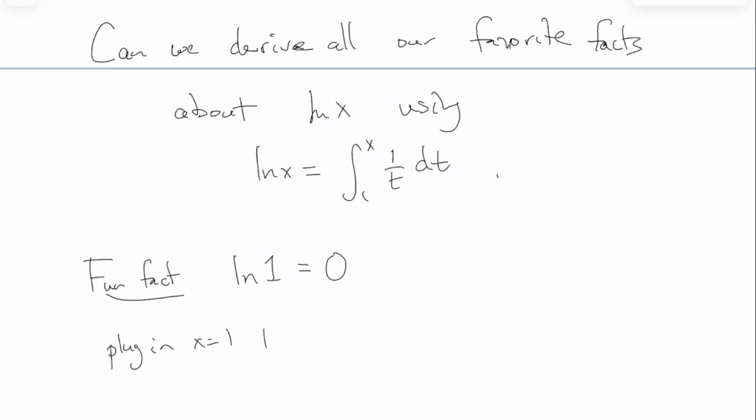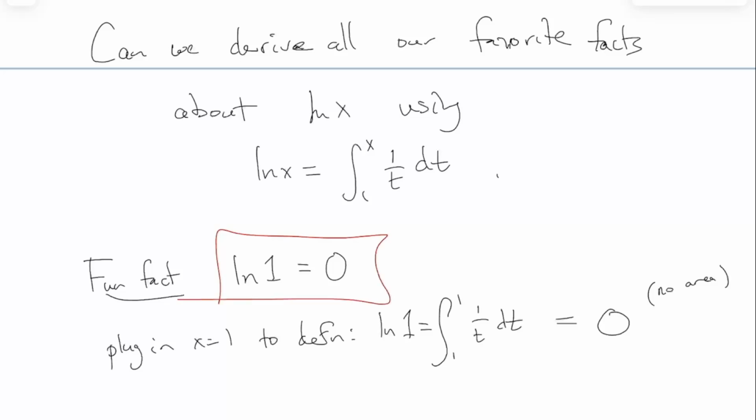So plug in x equals 1 to the definition. What we get is the integral from 1 to 1 of 1 over t dt. This is the natural log of 1. And this is a basic fact about the integral: if you are doing the integral from something up to the same point, then this is 0. From 1 up to 1, there's no area there. So this is 0, because there is no area. If you have an integral from a to b and a and b are equal, then the answer is always 0. All right? Great. This is our first fun fact: the natural log of 1 equals 0. I like that. Any thoughts about that one?